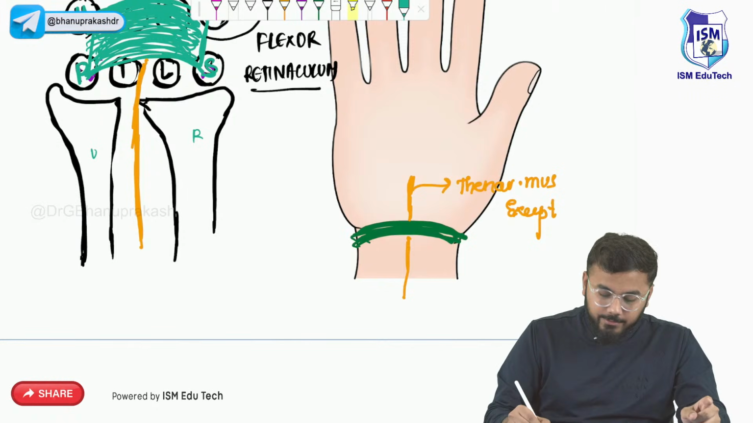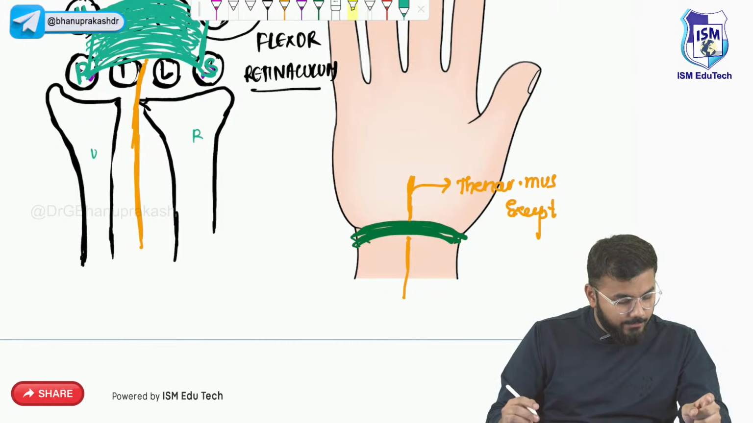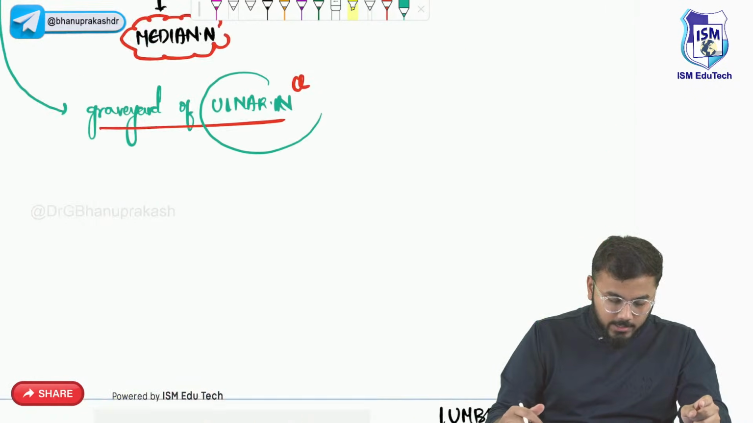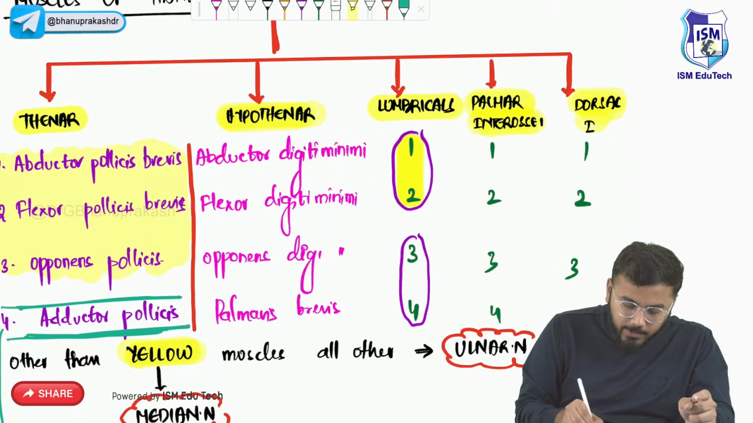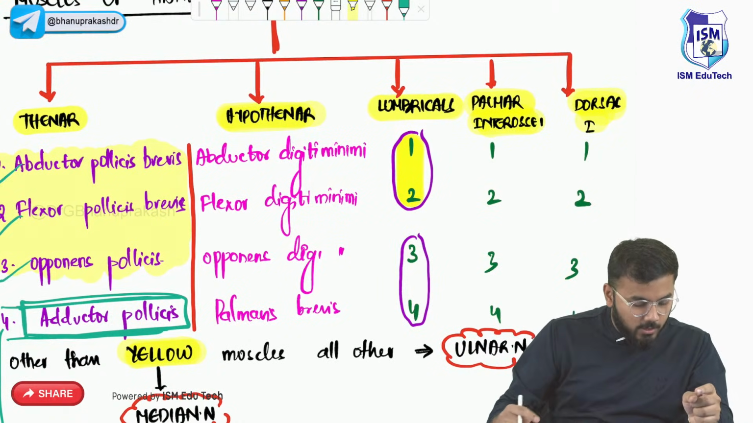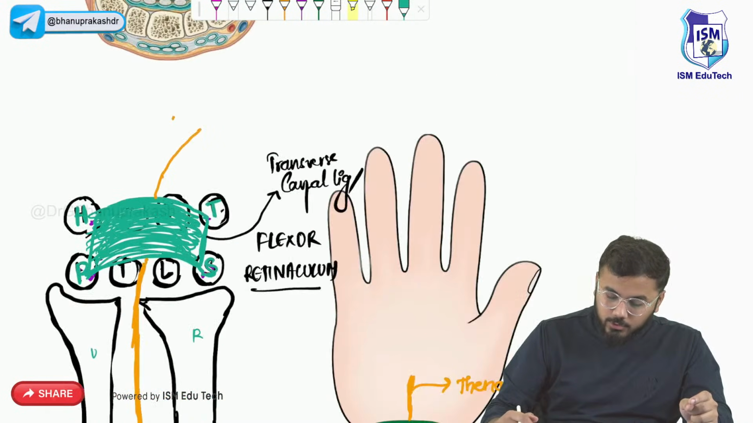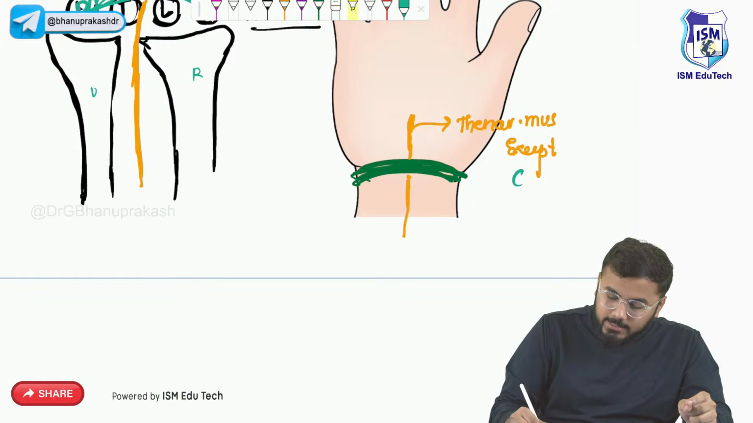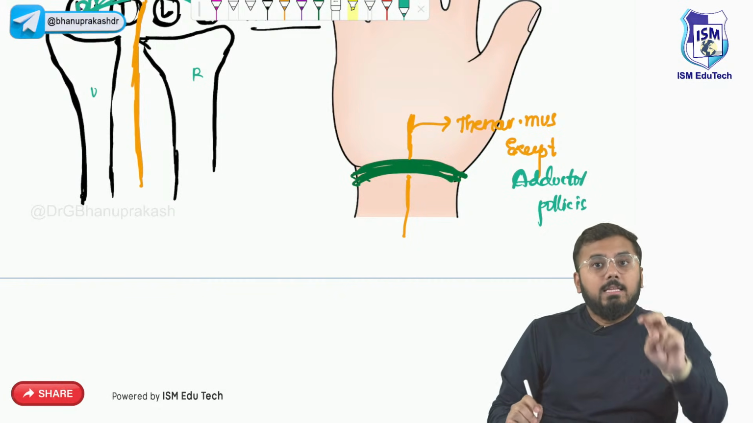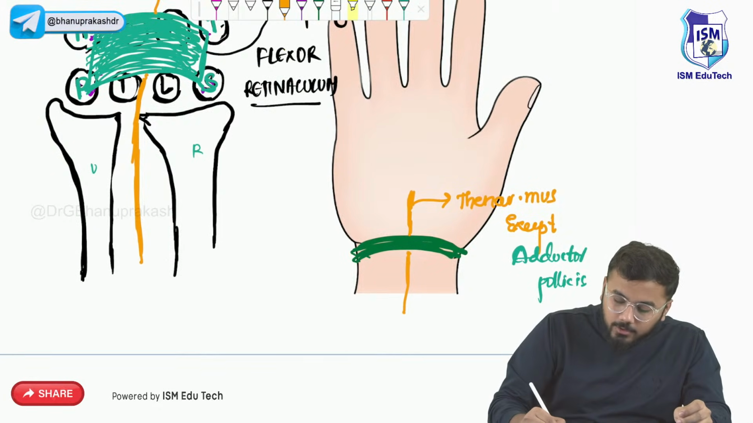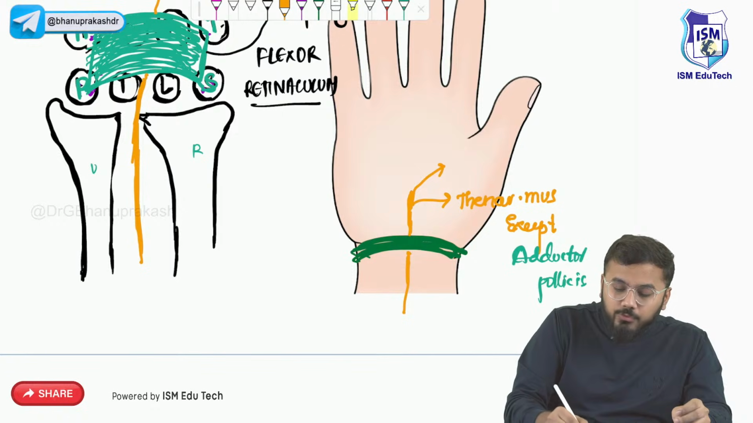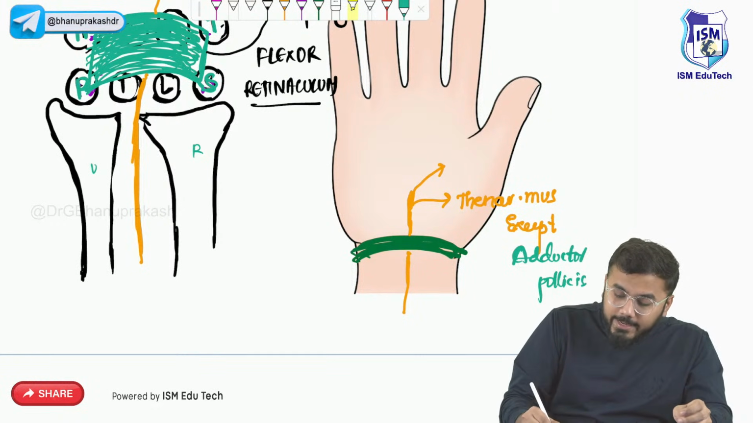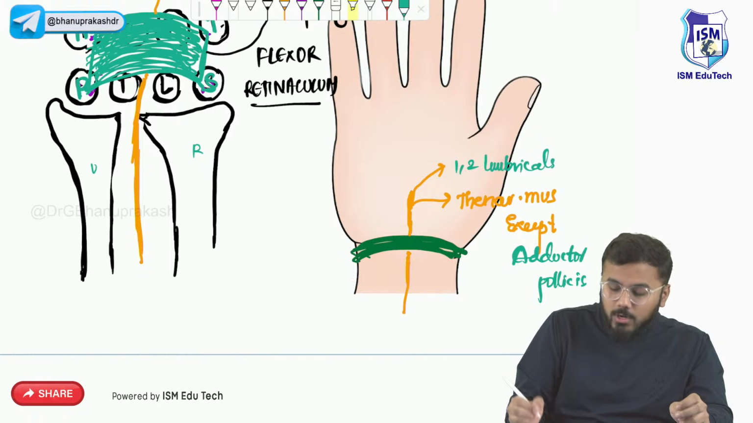Very good, very good. Look here. It does not supply your adductor pollicis, but it supplies all the first three, isn't it? So it supplies everything except adductor pollicis. Next important thing, the median nerve also supplies which lumbricals, guys? Remind me. It supplies 1 and 2 lumbricals.